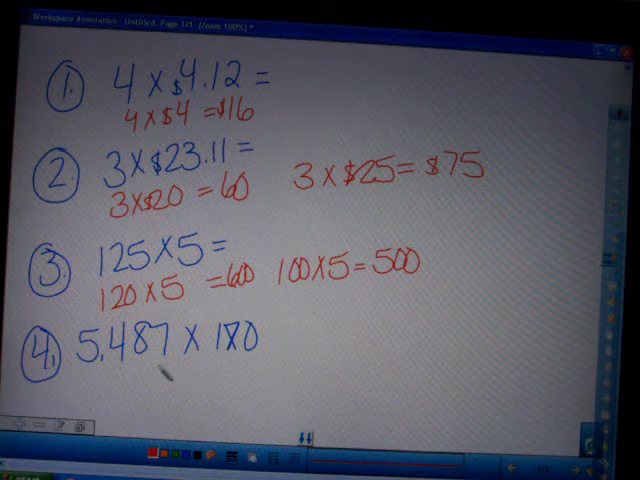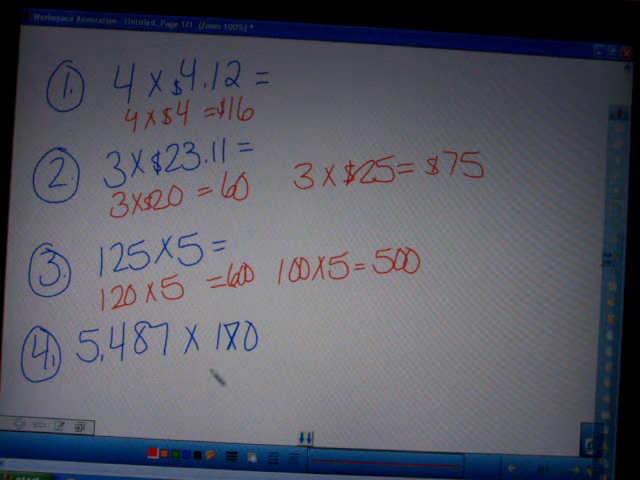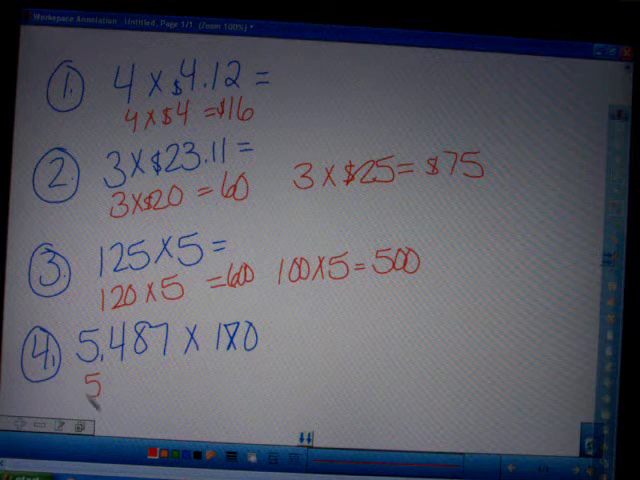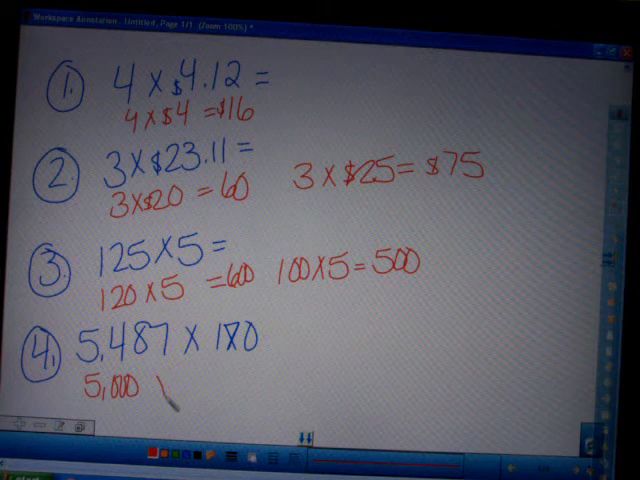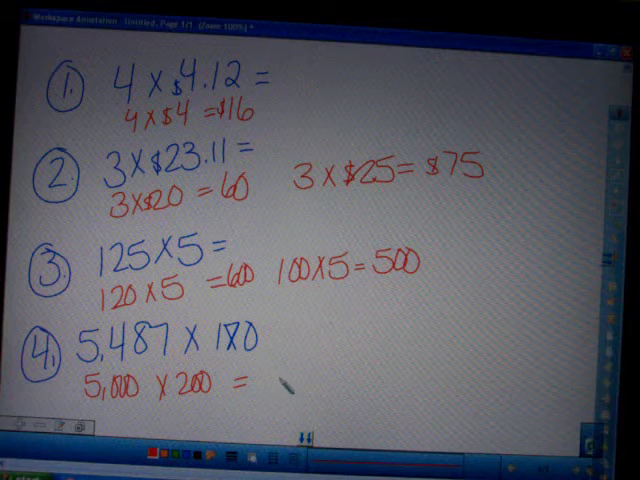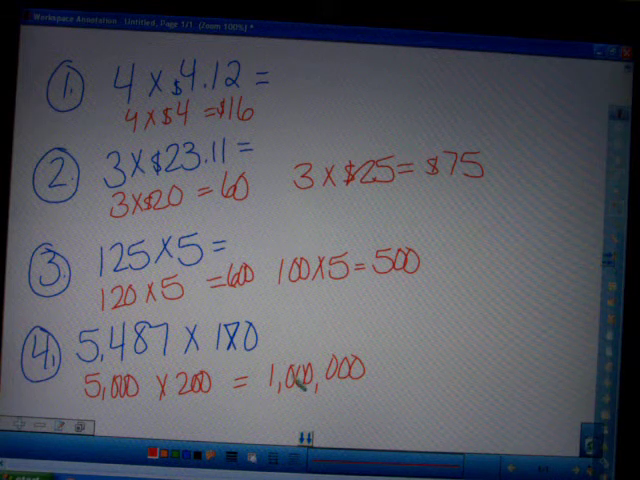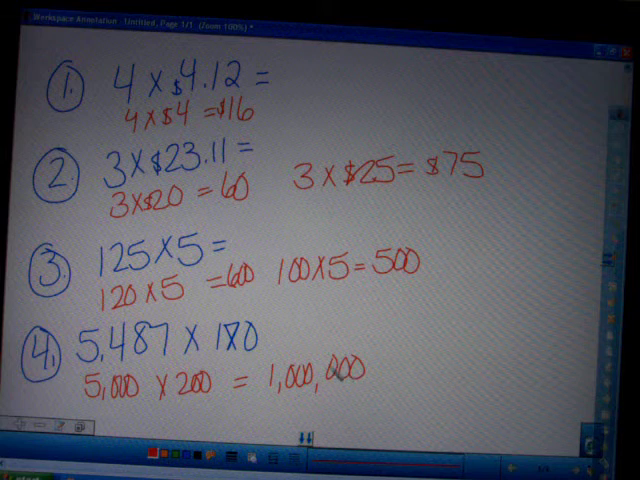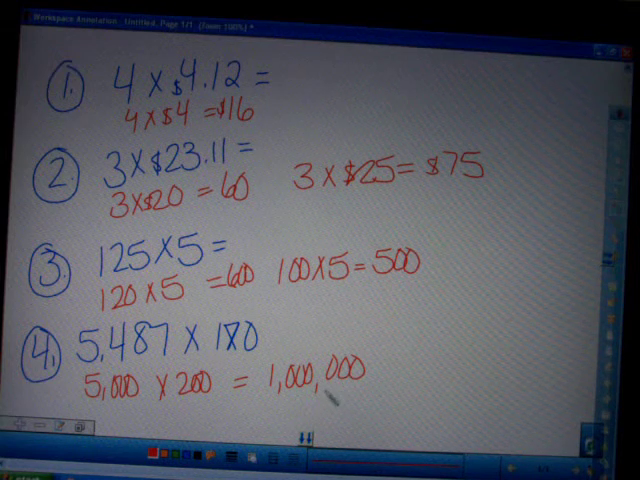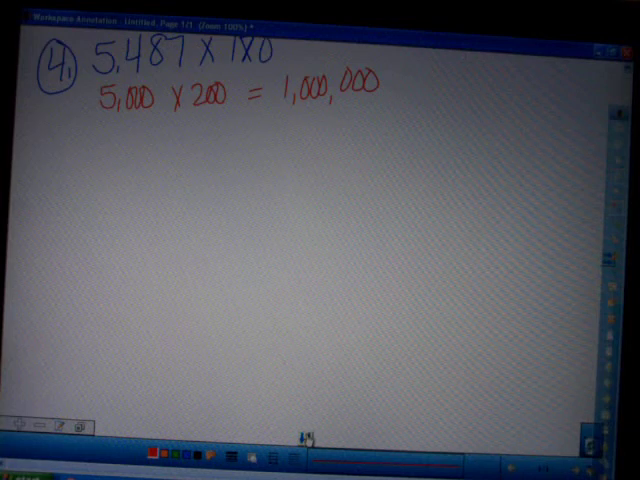And 5,487 times 170, you can do 5,000 times 200, which gives you an answer of 1 million. Because this times this will give you a 10, and you've got 1, 2, 3, 4, 5 zeros after that. So that's a review of yesterday. Hopefully you did well on your lesson regarding that.